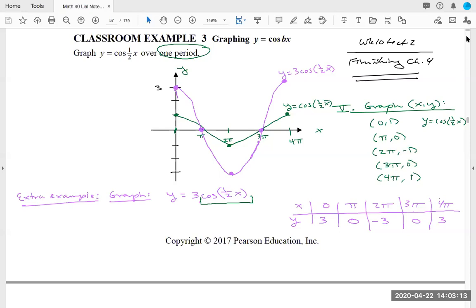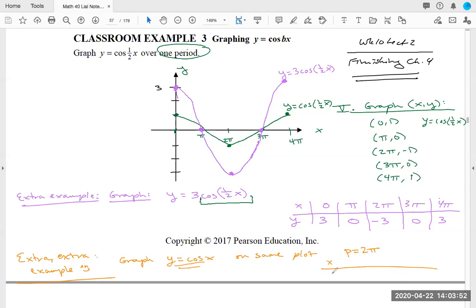All right, and then just one more for good measure. You can try this later. Call it extra example. Graph y equals cosine x on the same plot. Okay, so if you follow that process that we've done before, what you're going to find out is that the period is actually going to be 2 pi for this particular graph.